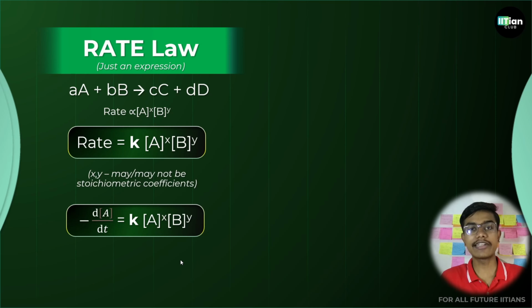The next one is rate law. This is just an expression. Let's say you are having a reaction A plus B giving C plus D. What it says is rate is directly proportional to concentration of A to the power x, concentration of B to the power y. In here, x and y may or may not be stoichiometric coefficients, that we will be determining using different methods. When we remove the proportionality, we will be introducing k.